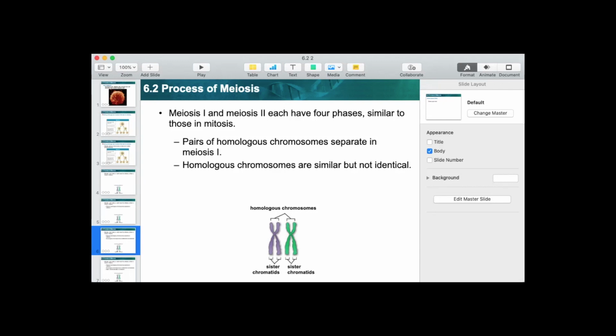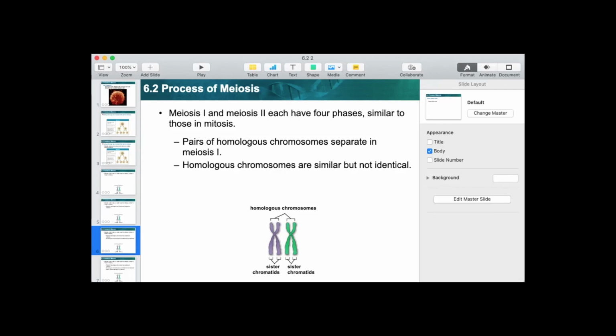Do you see right here that it still stays as X's? They don't have the sister chromatids split apart, but you do have one chromosome go into one cell, the other go into another cell. And so, they're split that way. And then in meiosis II, sister chromatids are split. And now we have single chromosomes in each of the cells.